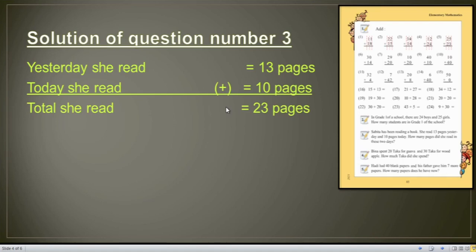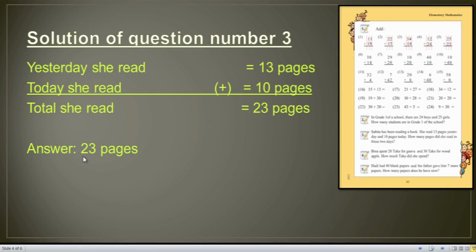And can you guess why I wrote this 23 here? You know that 3 plus 0 is equal to 3, and then 1 plus 1 is equal to 2. So finally the answer of that question will be 23, and that is the answer. Answer is equal to 23 pages. You can also use an equal sign here, it is not mandatory to use a colon here. So I hope you all will understand question number 3.